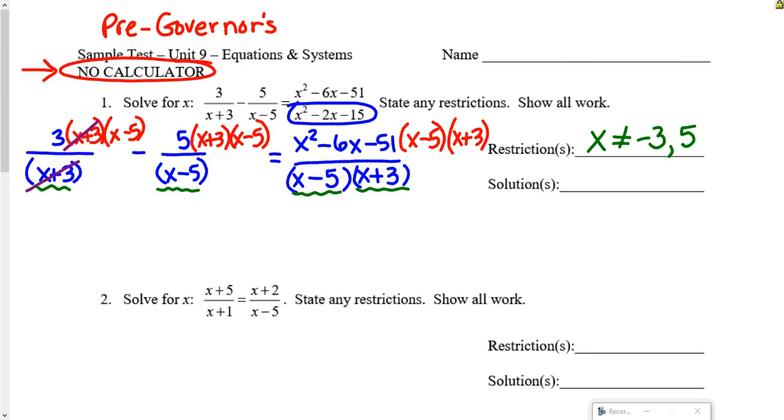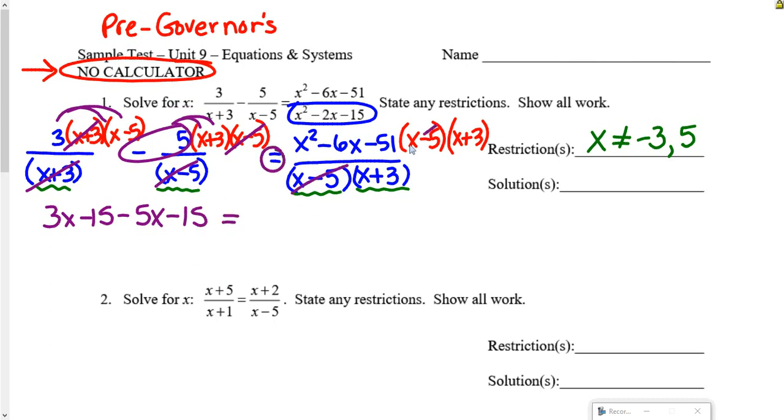My x plus 3's will reduce, and my first fraction is now just 3 times x minus 5. If I distribute, that's 3x minus 15. My second fraction is negative 5 times x plus 3, so that's negative 5x minus 15. Then I had my equal sign. On the right, both of these would reduce out, and all I would have is my x squared minus 6x minus 51. So this is a quadratic equation because it has an x squared in it.